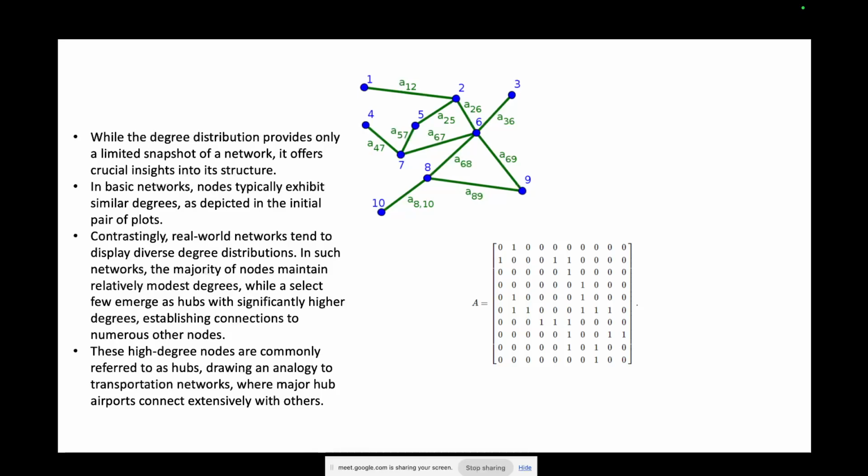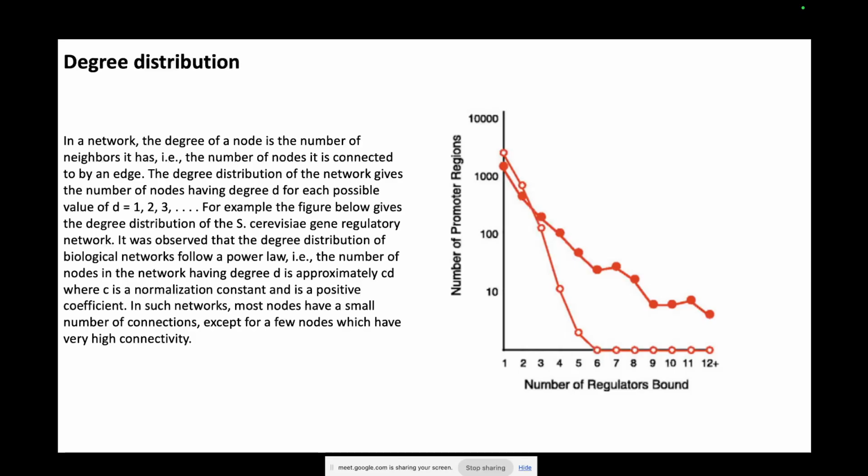So in basic networks, nodes typically exhibit similar degrees. In most cases, you'll see the degree distribution is quite similar to the power law as I was discussing, but most of the nodes will have similar degrees and a similar number of connections. So in basic networks, you'll notice this, but in real life networks, you can have a diverse degree distribution, as I was showing here. So you'll have a lot of nodes with lower degrees. You'll have a medium number of nodes with medium to high degrees, and you will have a very small number of nodes with very high degrees.